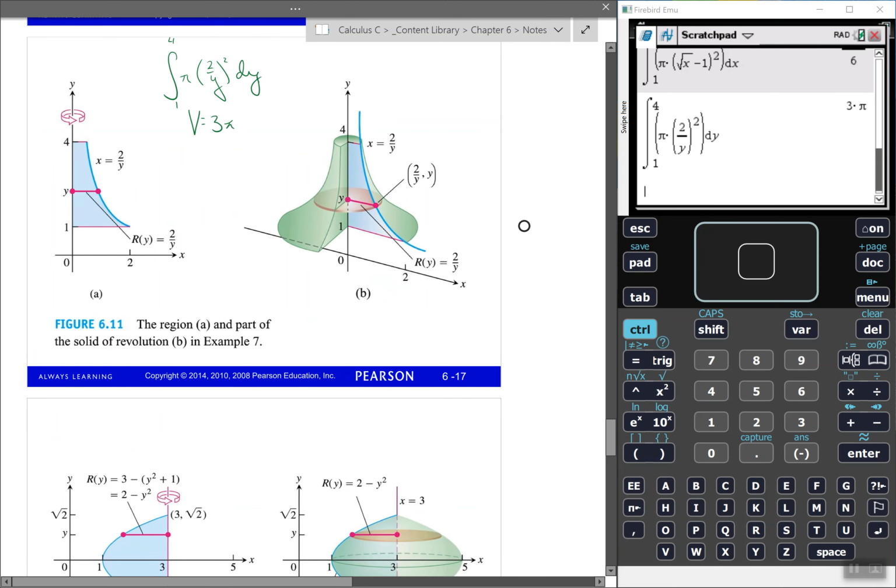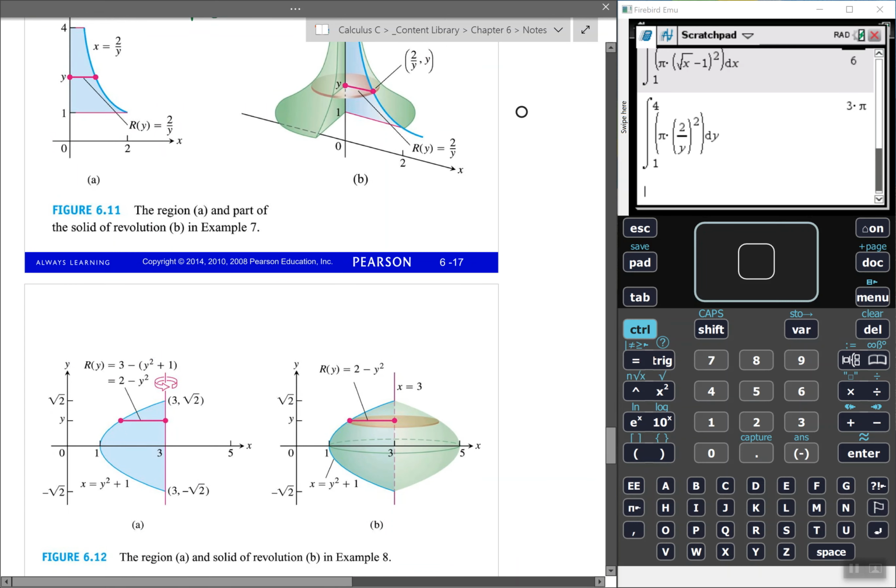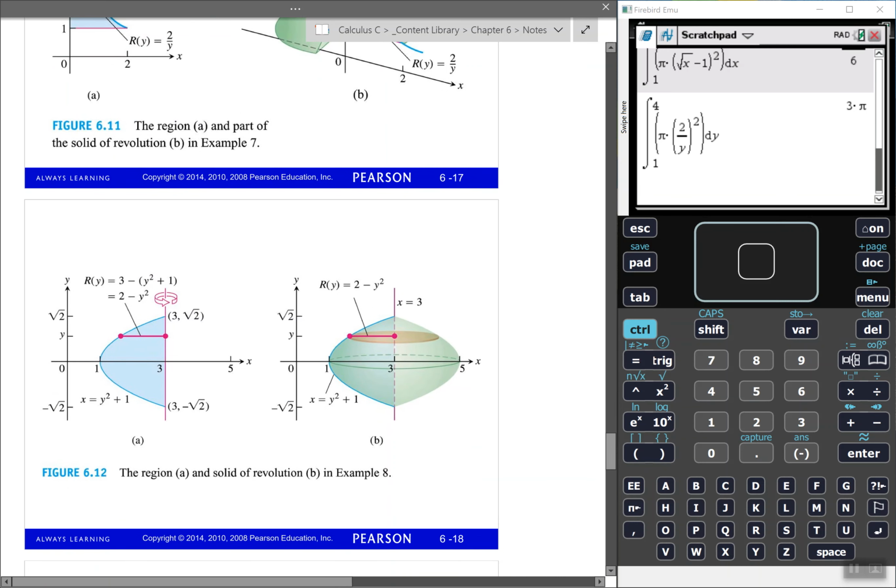All right, now there's another example for that. You can pause and take a shot at that. This does have the axis of rotation that is shifted. The axis of rotation now is x equals 3.